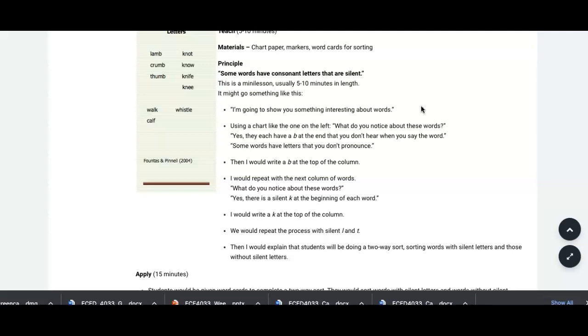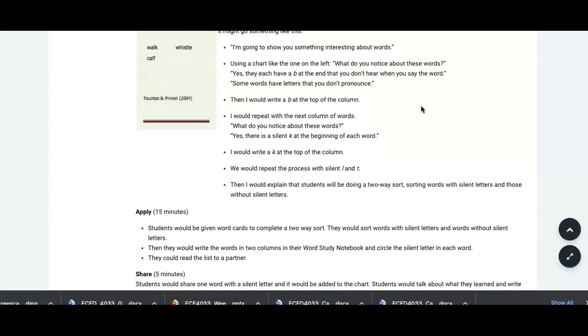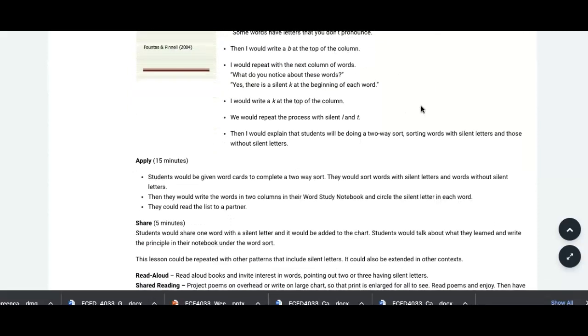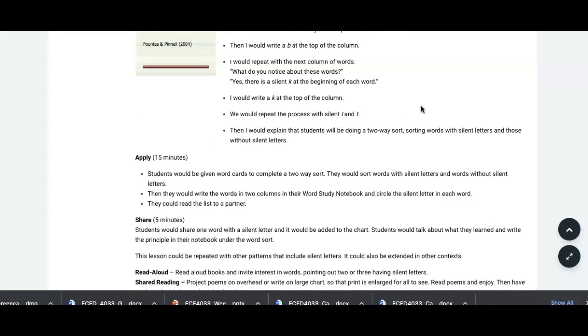Then I would write a B at the top of a column. I would repeat with the next column of words. What do you notice about these words? Yes, there's a silent K at the beginning of each word. And then I would write a K at the top of the column. We would repeat this same process for silent L and silent T.